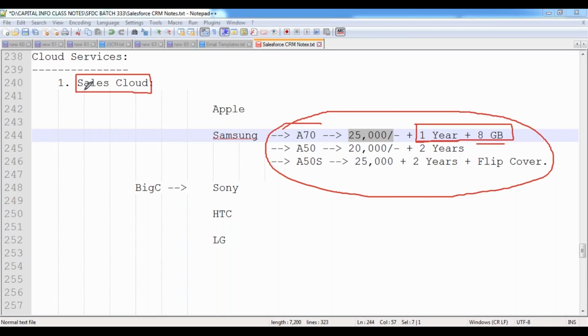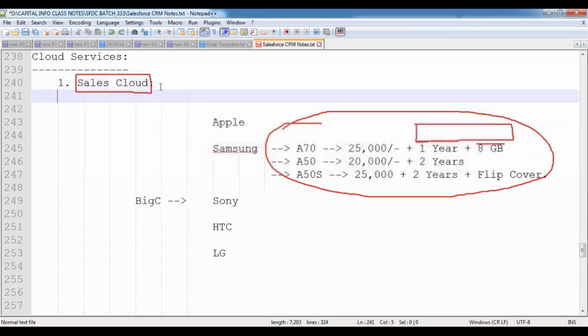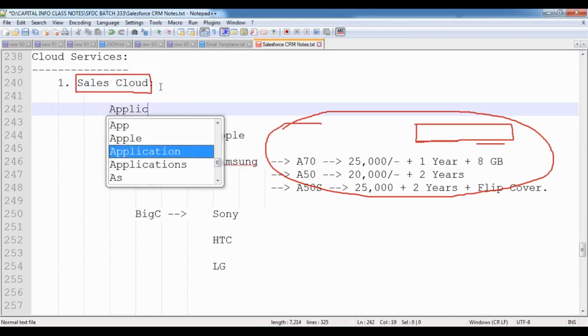So upon selling out the product to the customer, what are the processes we are following? What are the strategies we are following to attract the customers? We are offering some benefits. So now all those processes we can automate with the help of these Sales Cloud features. Then how can we automate this? Is Salesforce giving a ready-made application to automate all these features? Yes, Salesforce has given an application called the Sales application.